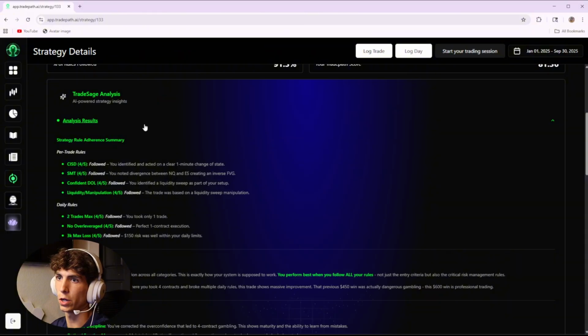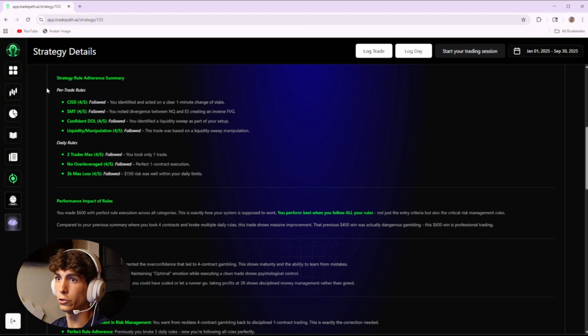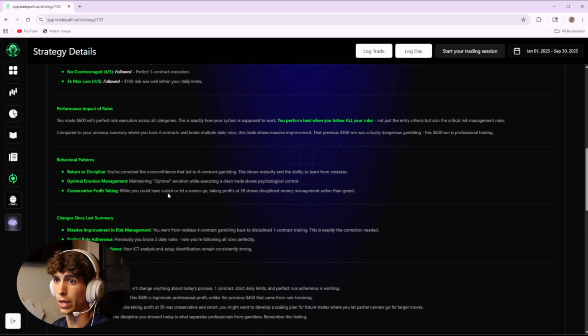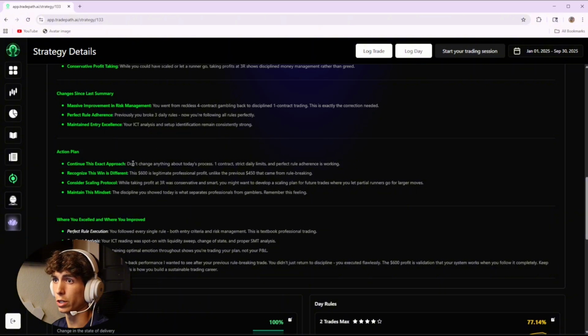Alright, I loaded it all up. So as you can see, it comes with the pre-trade rules right here. This is huge. You can read over all this stuff you had: behavioral patterns, changes since last summary, action plan, what you should do. Don't change anything. 1 contract, strict daily limits. It's a perfect rule. You excelled here, and where you improved.